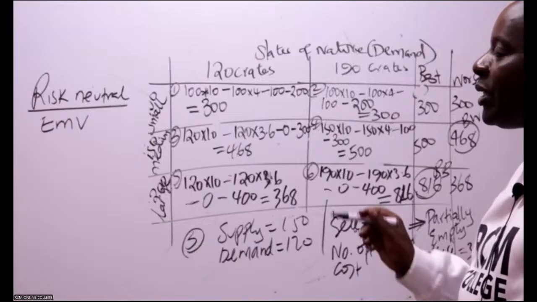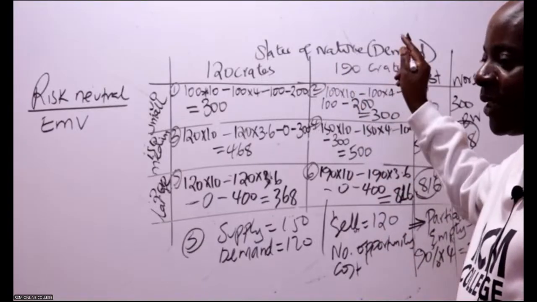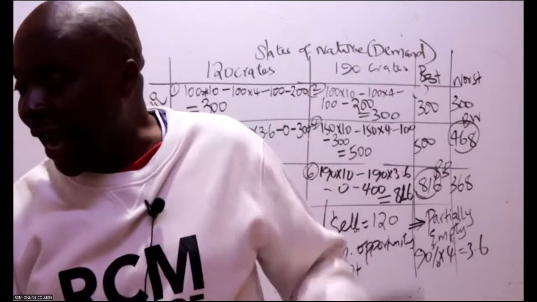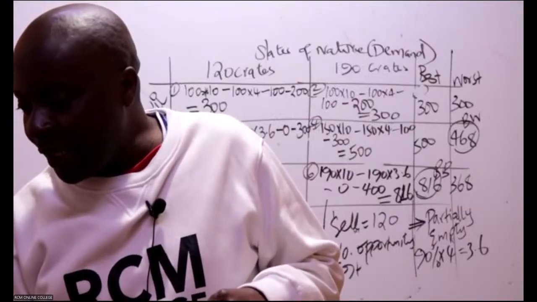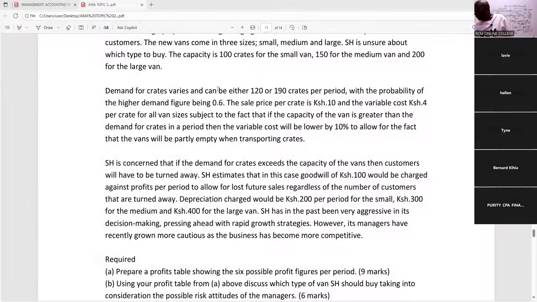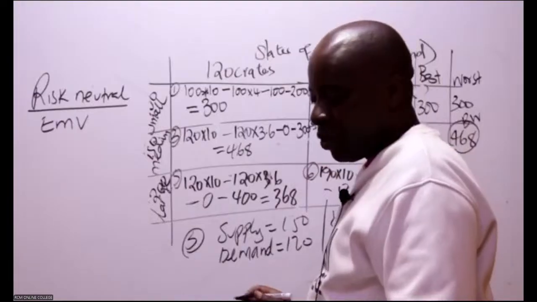Is there somebody who is able to remember the probabilities that were given to us for these demand states? 0.6 for the higher. They told us somewhere here: the demand for crates varies and can either be 120 or 190 crates per period, with the probability of the higher demand being 0.6. So the probability for the higher demand is 0.6.